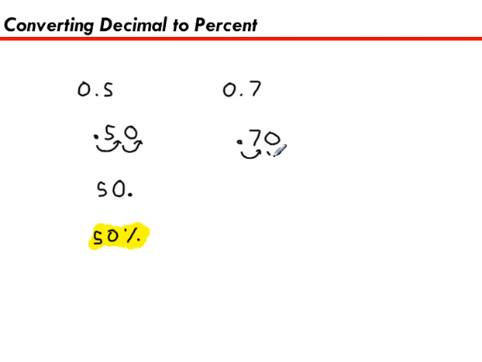Now it can slide 2 spots to the right, and finally I end up with 70 and then a decimal point. And the last step, I remove that decimal point and trade it in for a percent symbol. So 0.7 converted into percent is 70%.